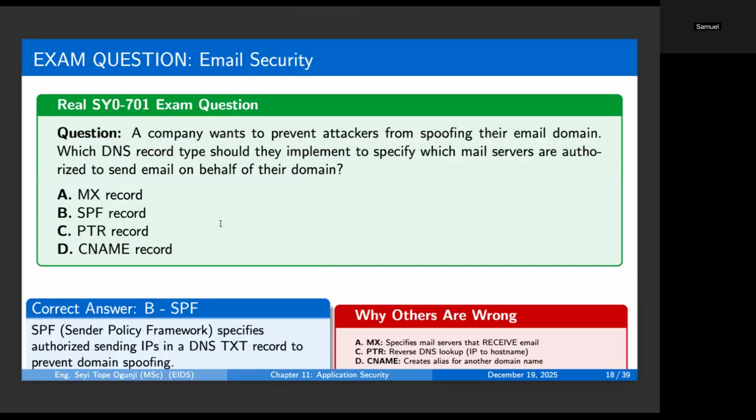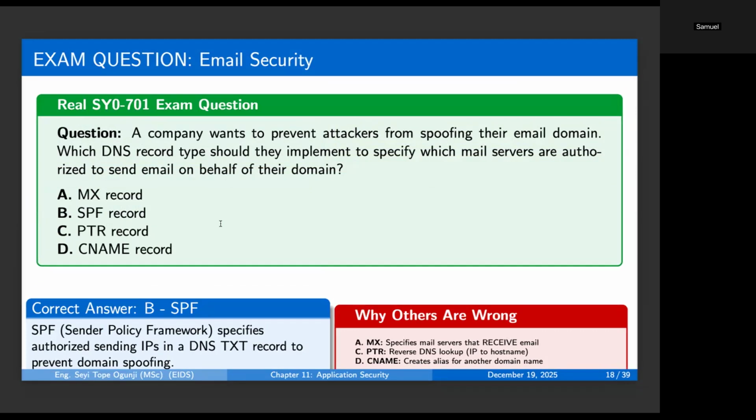So let's take this question and end it for today here. Can you read it, sir? A company wants to prevent attackers from spoofing their email domain. Which DNS record type should they implement to specify which mail servers are authorized to send email on behalf of that domain?